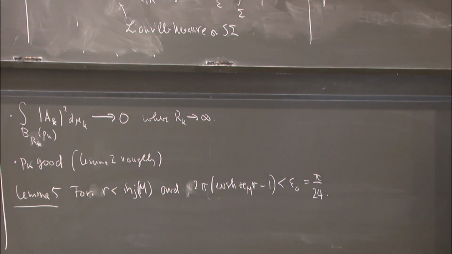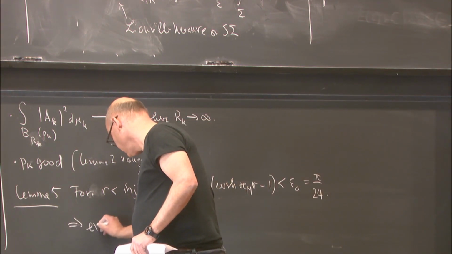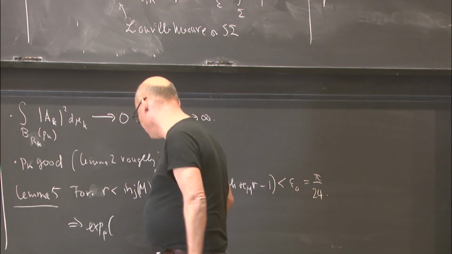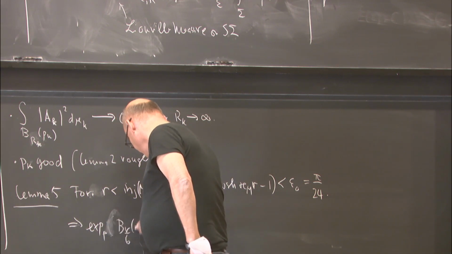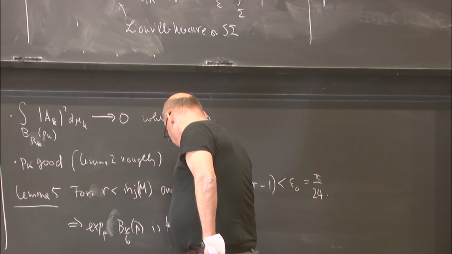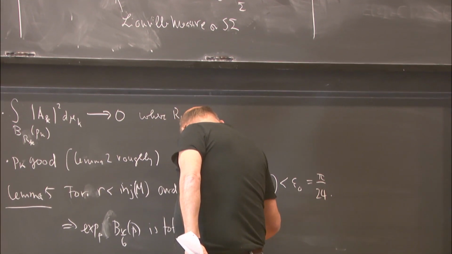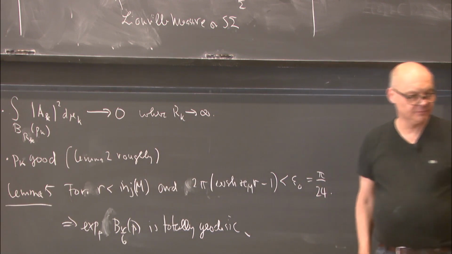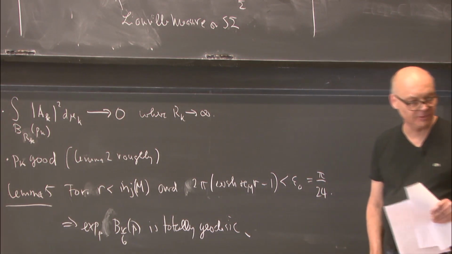So some condition. And then the statement is that with these properties, the limit surface at the point p, the ball of radius R over 6 of p, is totally geodesic. So now with these properties you construct a little totally geodesic piece, basically. It's not easy to prove actually, so there is some problem here.